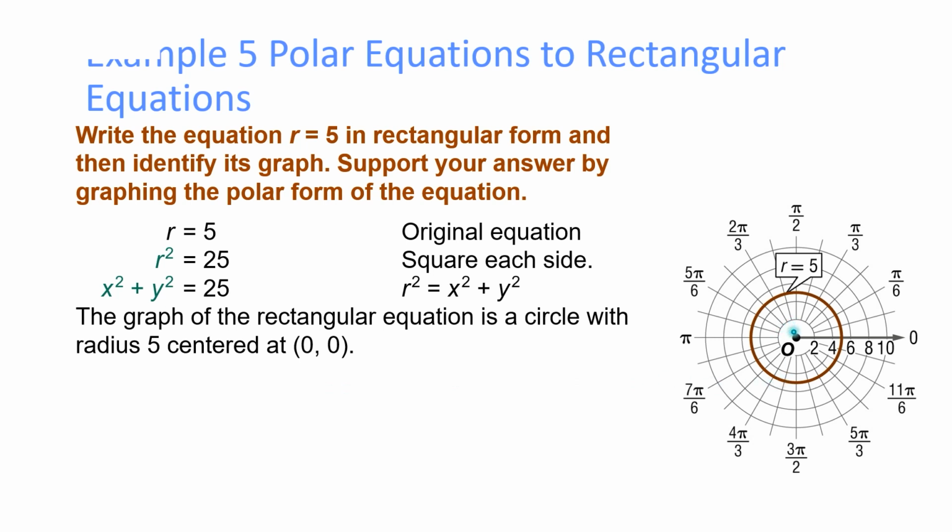So you can count here, up to 5 is between 4 and 6. So draw a circle around. So the answer is going to be x squared plus y squared equals 25, which is a circle.